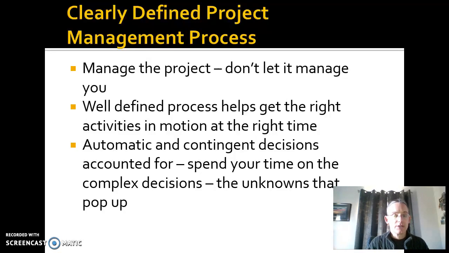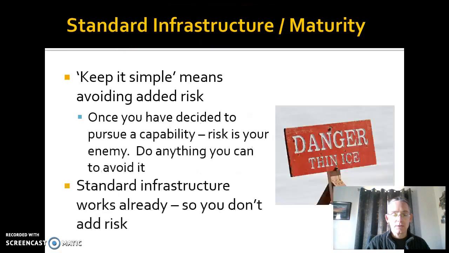The clearly defined project management process. If we have a project going, everyone's going to kind of know what the whole operating rhythm is. A well-defined process helps to get all the activities in motion at the right time and make sure we have automatic and contingent kinds of decisions accounted for, ready to go, so we don't spend our time trying to figure out things that we should already know.